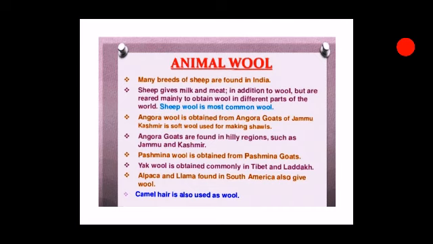So we know that from the sheep we get milk and we can also get meat. But apart from that, sheep are used to get wool. And sheep wool is the most common wool.